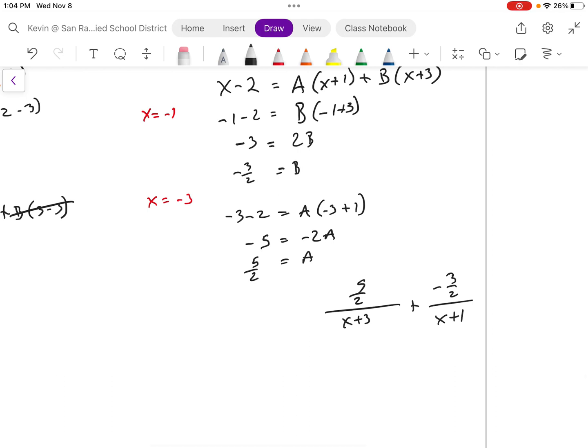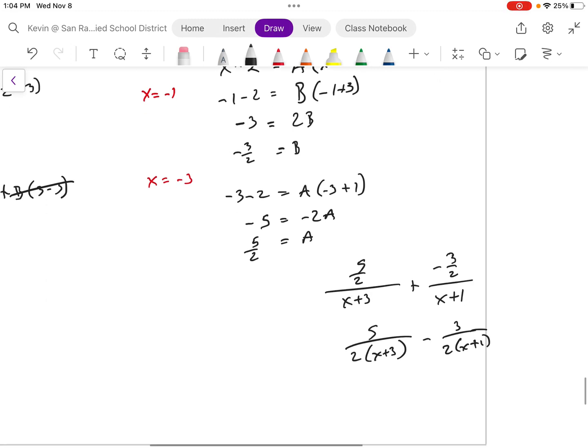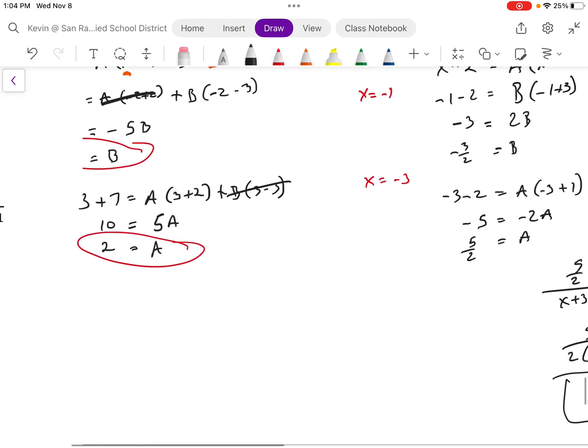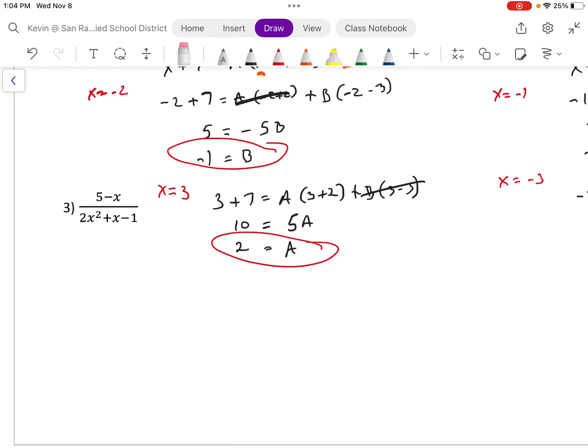We're going to rewrite this. So we would rewrite this as 5 over 2(x plus 3), right? Here we have negative 3 over 2(x plus 1), okay? And we'll take it all the way and say this is 5 over (2x plus 6) minus 3 over (2x plus 2). Okay, and that would be our answer, okay? Not this, no, this would be our answer. Okay, last one.